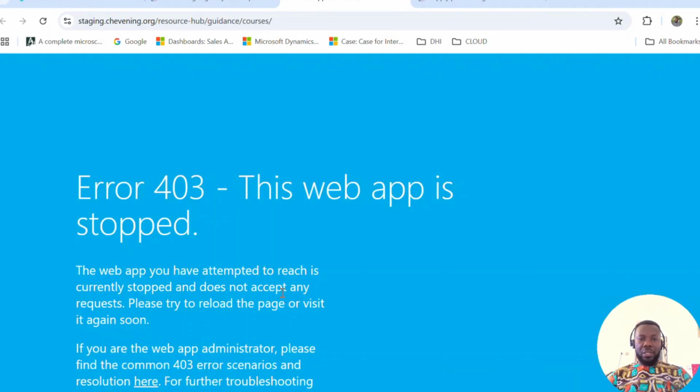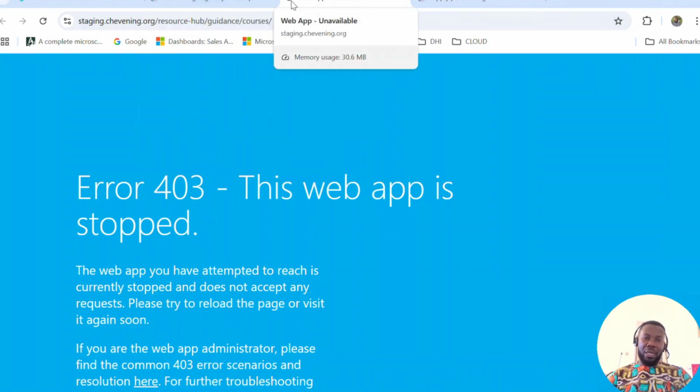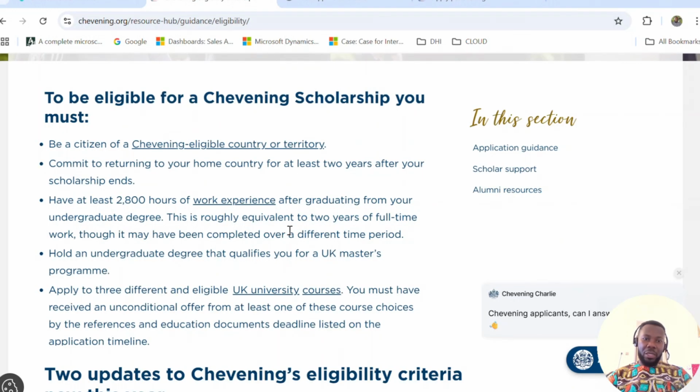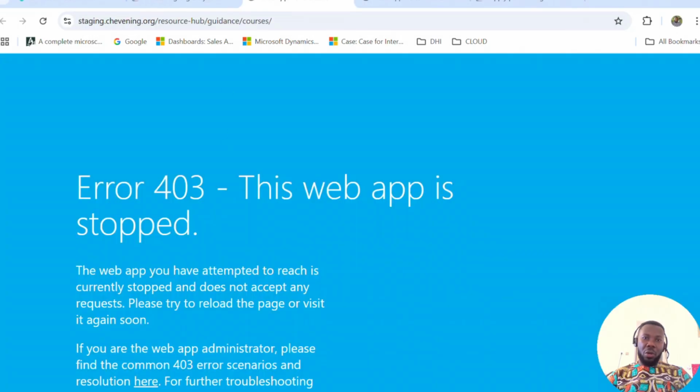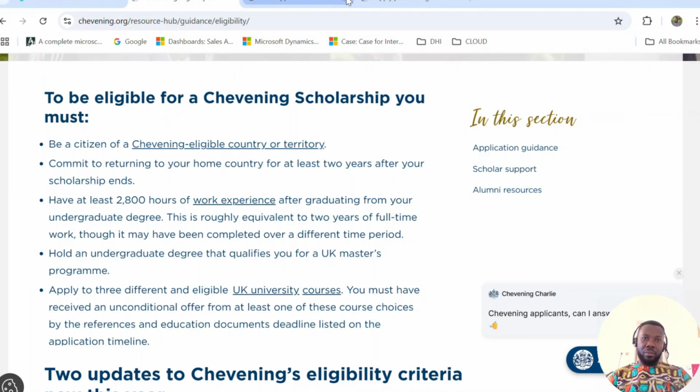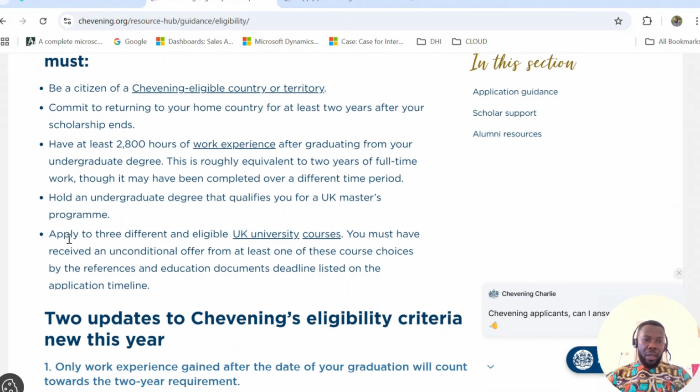So you can search for the UK universities through the link. Unfortunately, at this moment, the link is not working. Let me look at the courses too. All right, we will find out more about this one later. And then you must have received an unconditional offer from at least one of these course choices by the reference and education document deadline listed on the application timeline.